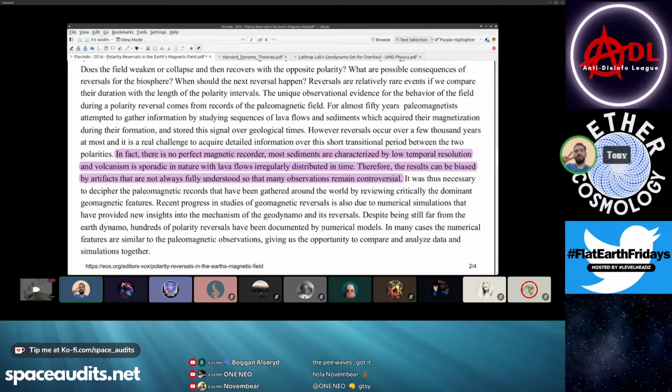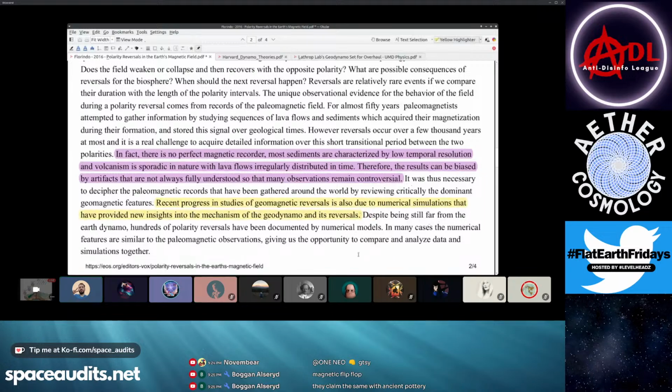So it was thus necessary to decipher the paleomagnetic records that have been gathered around the world by reviewing critically the dominant geomagnetic features. Recent progress in studies of geomagnetic reversals is also due to numerical simulations that have provided new insights into the mechanism of the geodynamo and its reversals. Let's go ahead and give that a little yellow.